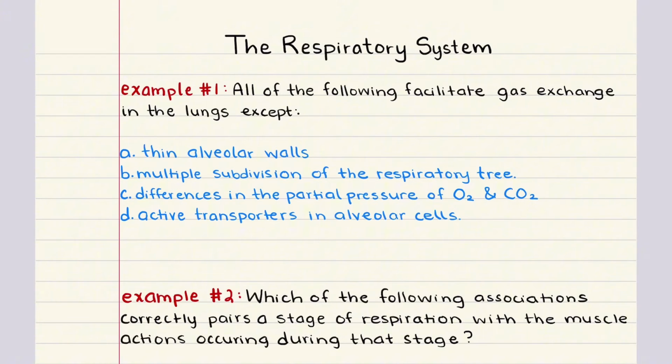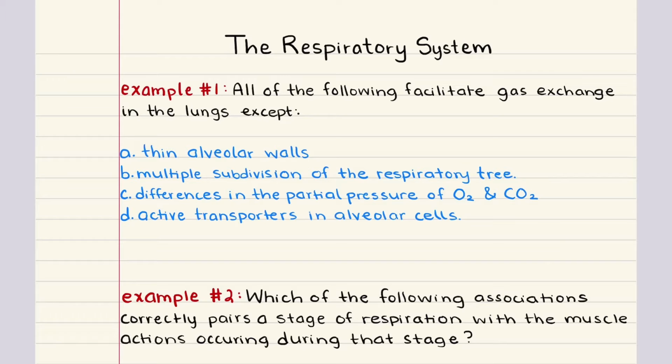A says thin alveolar walls. Now this definitely helps gas exchange. If you remember from our lecture, alveoli are surrounded by capillaries, and both the alveolar wall and the capillary wall are only 1 cell thick. So this creates very short diffusion distance, which allows oxygen and carbon dioxide to move across quickly and efficiently.